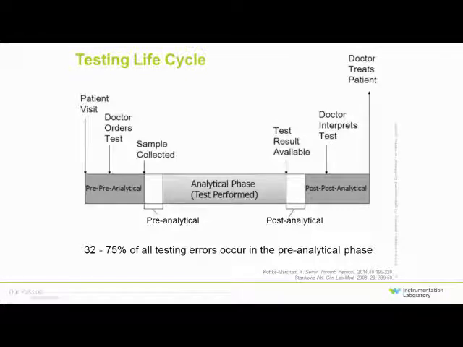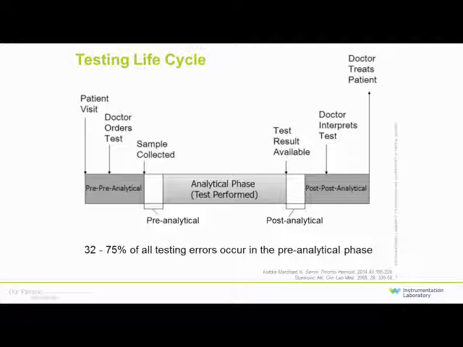Several lines of evidence suggest that most errors in the total testing process fall outside of the analytical phase, so outside our control in the clinical laboratory. It's really the pre- and post-analytical processes that are most vulnerable to laboratory errors. If we look at the testing life cycle, given the amount of automation and process controls in the analytical phase, it's become apparent why this is the case.